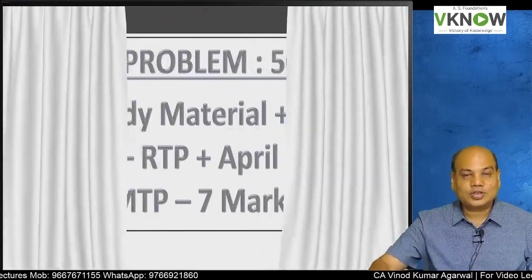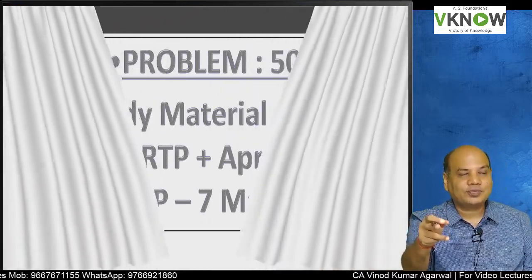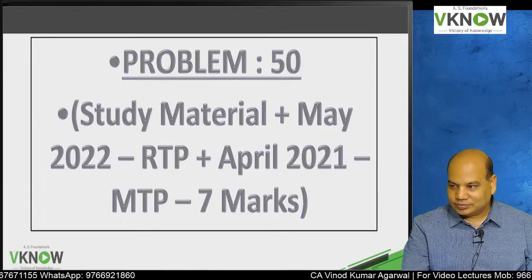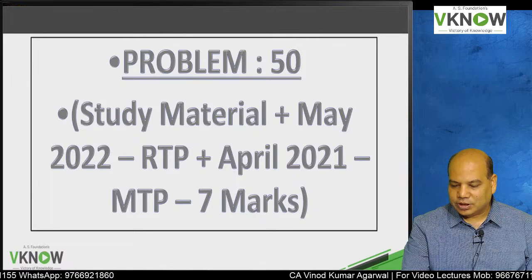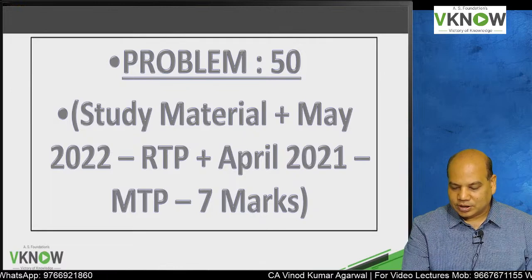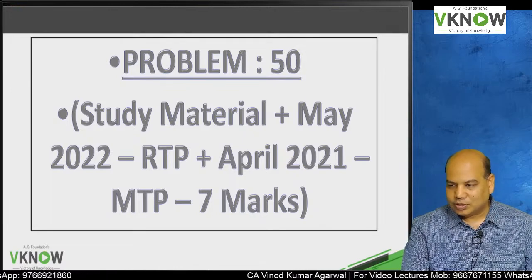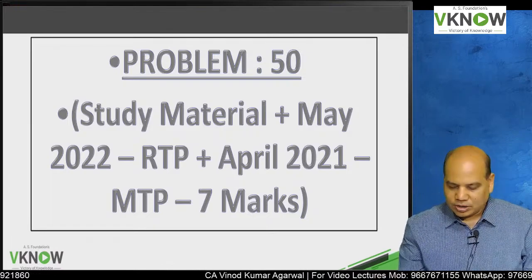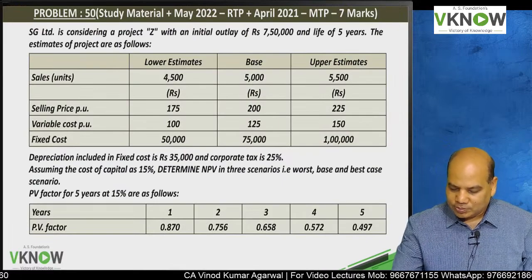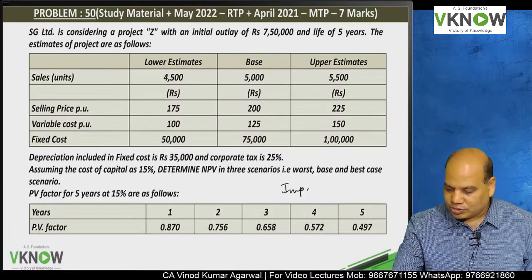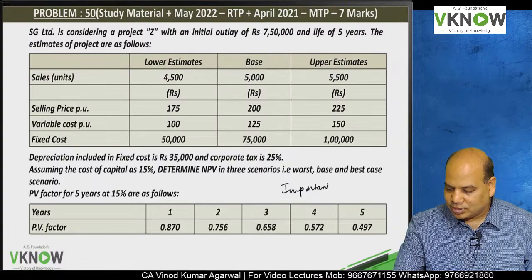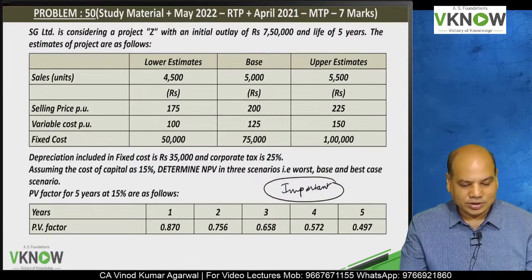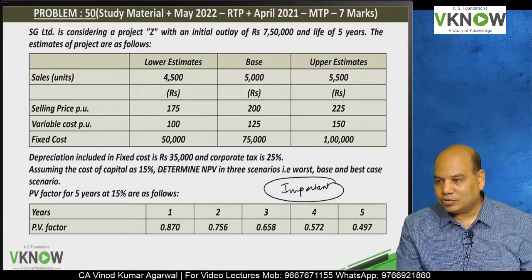Now we are going to celebrate half century of the questions. Question number 50. This question is very important. From study material, May 22 RTP, April 21 MTP for 7 marks. Okay, write down important question, because this will require some intelligence also. Previous two questions were without any intelligence. Anybody can do it. Now we'll come to question number 50.